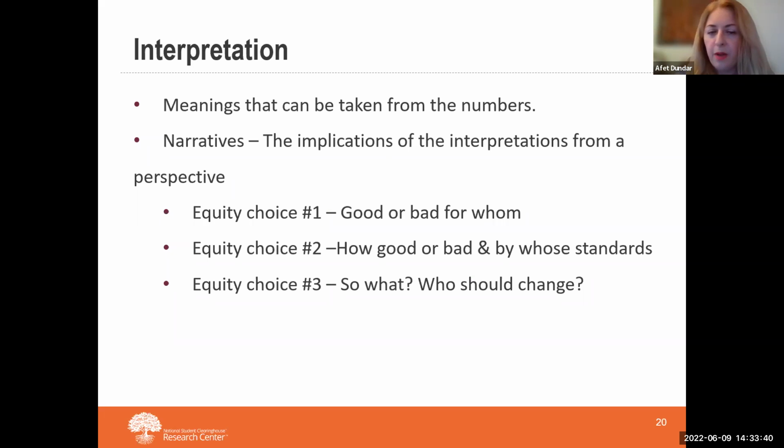So this is really about how the results look. Are they good or bad, or for whom are they good or bad? And by whose standards are they good or bad? And so what? Who should change?